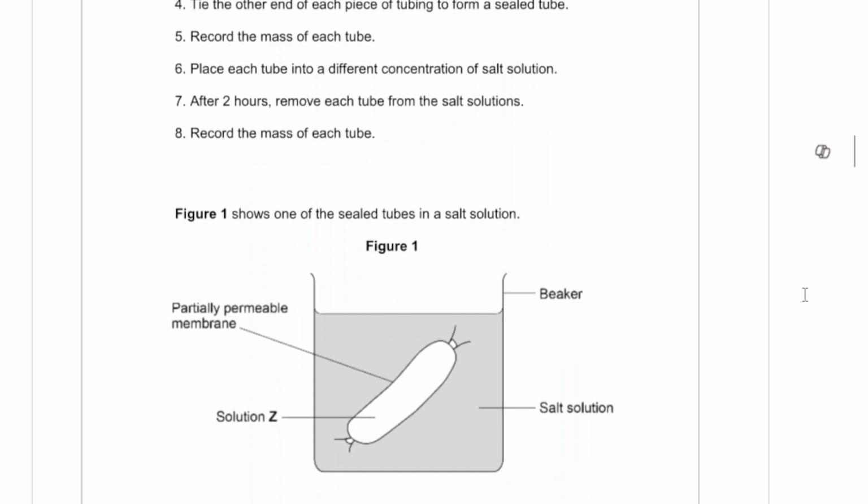Figure 1 shows one of the sealed tubes in a salt solution. So you have the salt solution in the beaker, solution Z, which also has salt inside it. We don't really know the concentration of it. The partially permeable membrane. Now the tube looks like a firm sausage, which means water should have actually moved in.